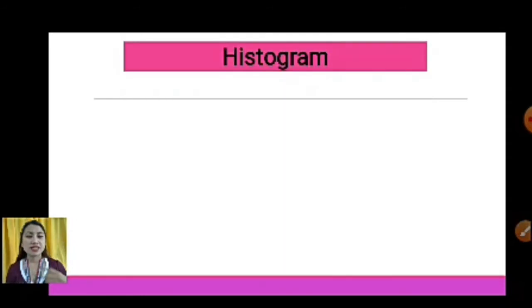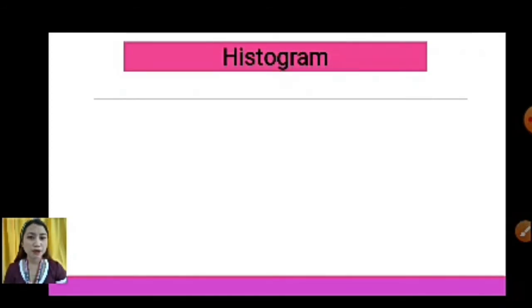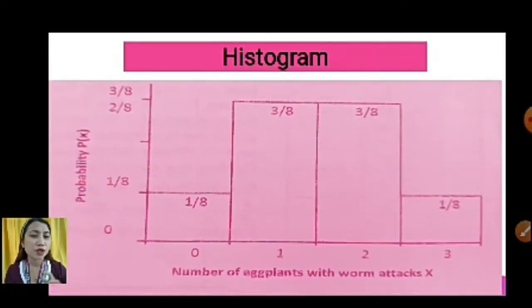And then this is the histogram. This table is an example of a probability distribution, or probability mass function. So let's graph this table. So we have the histogram. The purpose of a histogram is to graph the given data of a random variable. This is an example of a histogram. We have 3 over 8, then this is 2 over 8, then we have 1 over 8, then this is 0.